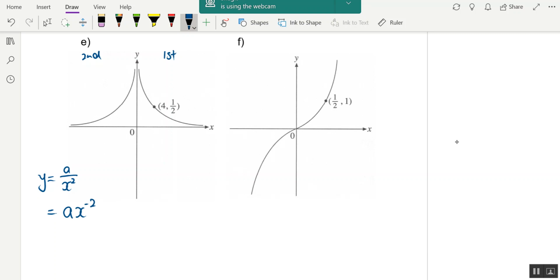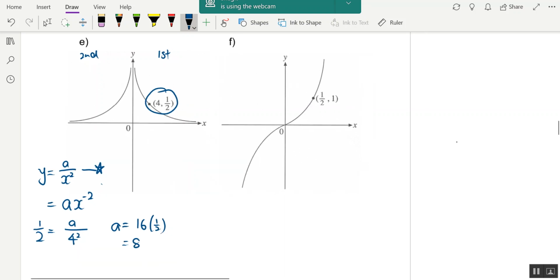Now how do I find the a? Again, I have a point here, I put it in. Half equals a over 4 squared. Now always use this to sub in your values. Don't use this. If you use this, it will be very complicated, and you will mess up. Always use positive indices to sub in your values. Then cross multiply. A equals 16 multiplied by half, which is equal to 8. So in this case, this is y equals 8x to the power of negative 2, a equals 8, n equals negative 2.